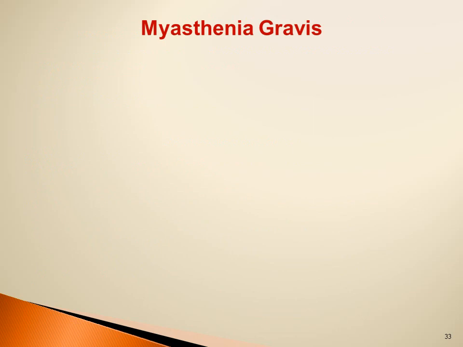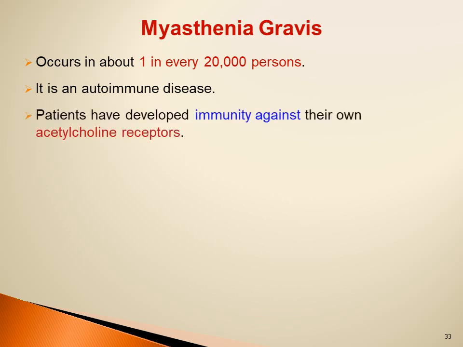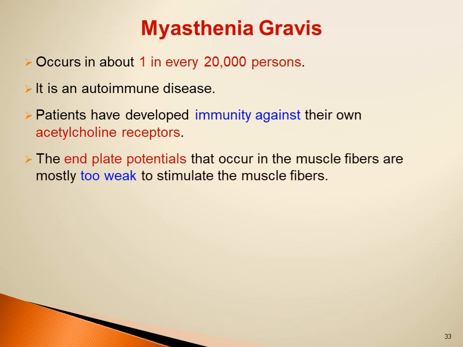Now let's talk about two disease conditions where the neuromuscular transmission is affected. The first one is myasthenia gravis. It occurs in about 1 in every 20,000 persons. It is an autoimmune disease. Patients have developed immunity against their own acetylcholine receptors that are present at the motor end plate.